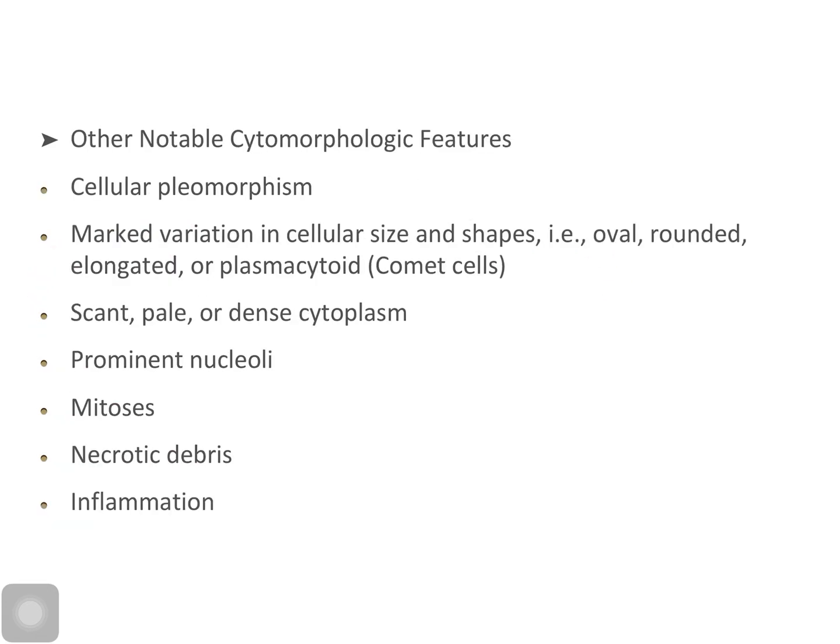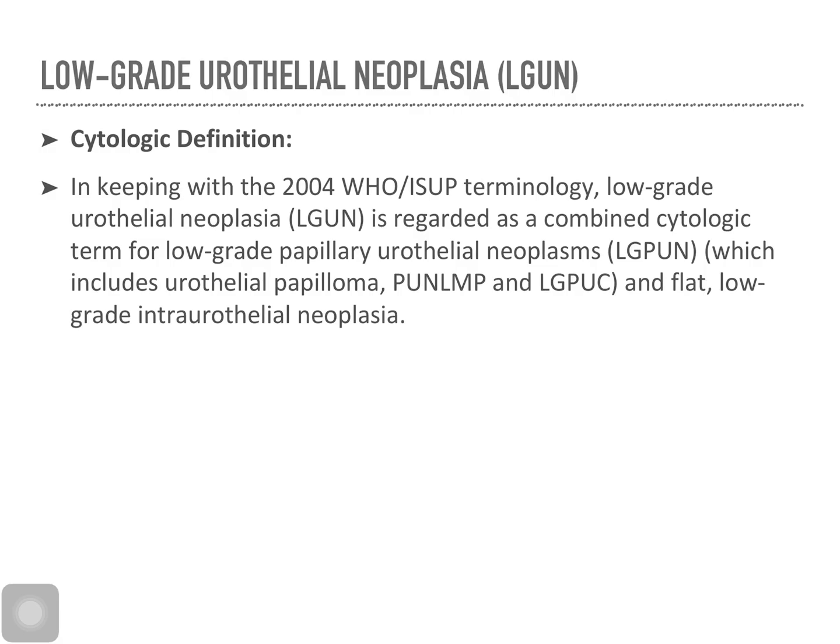Other features can be cellular pleomorphism, marked variation in cellular size and shapes, that is round, oval, elongated or plasmacytoid, which is also called comet cells, scant, pale or dense cytoplasm, prominent nucleoli, mitosis, necrosis and inflammation can also be seen. Now coming to the last category, that is the low-grade urothelial neoplasm.